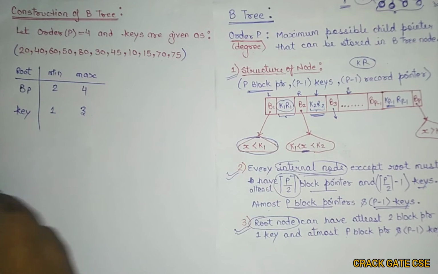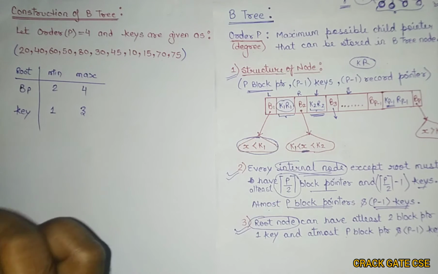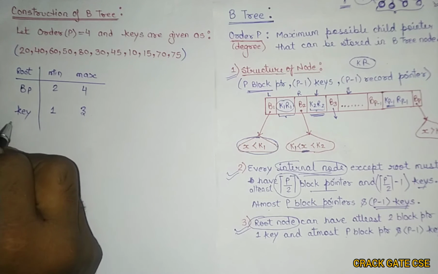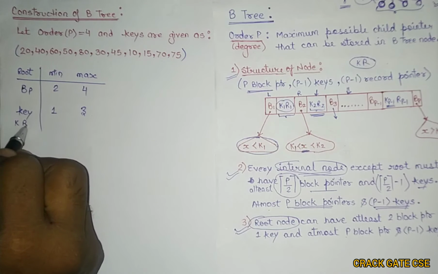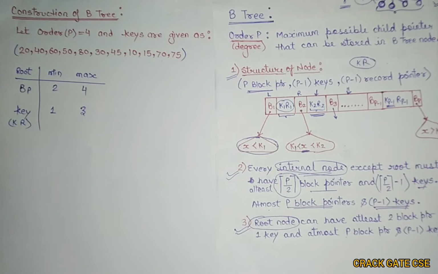Keys don't mean only the key. The key is a key and record pointer pair. It always works with key and record pointer when you are talking about the B tree. The record pointer exists by default, so do not get confused with it.